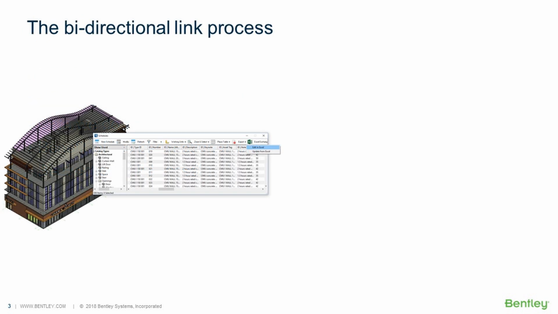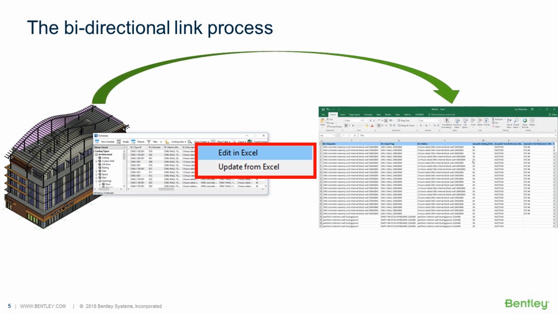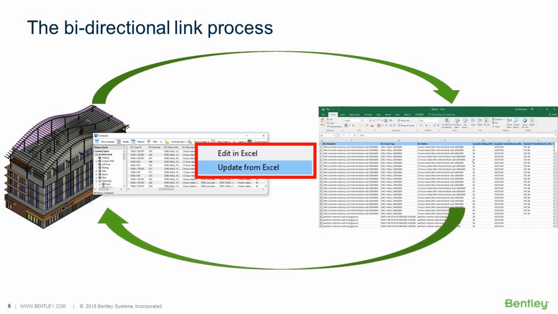The bidirectional link process starts with the Schedule Manager. To start the dialog with Excel, we choose the Edit in Excel menu. The information from the BIM project is then exported to Excel. We are free to add, modify, and update data. Once we have entered the necessary information, we save the Excel file and go back to the Schedule Manager in AECOsim Building Designer. In the Schedule Manager, we choose Update from Excel. The new information from Excel is loaded into AECOsim Building Designer, and the BIM project is updated.